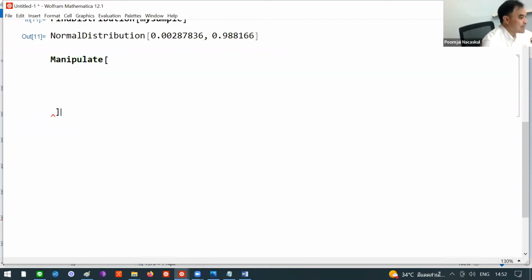I'm going to manipulate P. That's what I'm going to do, because P is the one that I can play with. So I'm going to say P going from, say, 0.1 to 0.9. That's what I'm going to manipulate.